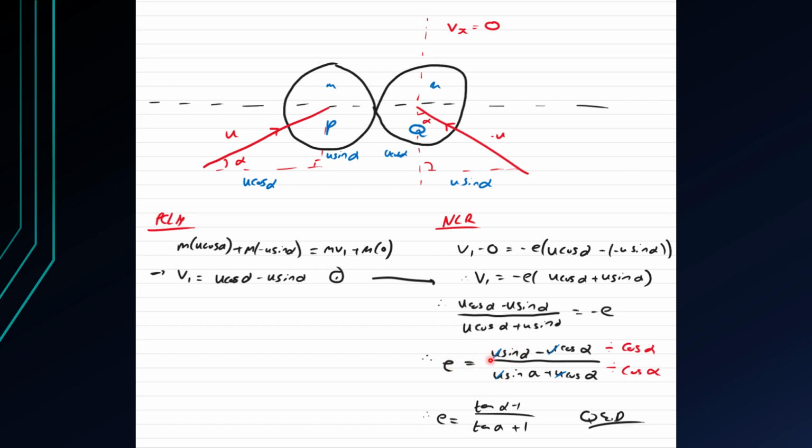So we can cancel all the u terms. So all the u's cancel. Now, in order to get it into tan, if we divide everything by cos alpha, using the fact that sine theta over cos theta is tan theta, we get that it's tan alpha minus, well, cos alpha over cos alpha is 1, so we get tan alpha minus 1 over tan alpha plus 1, which is exactly what we were required to show.